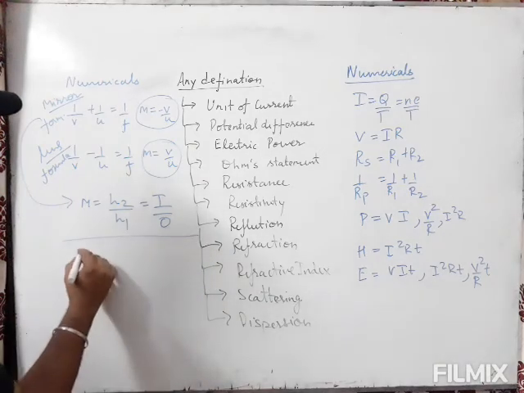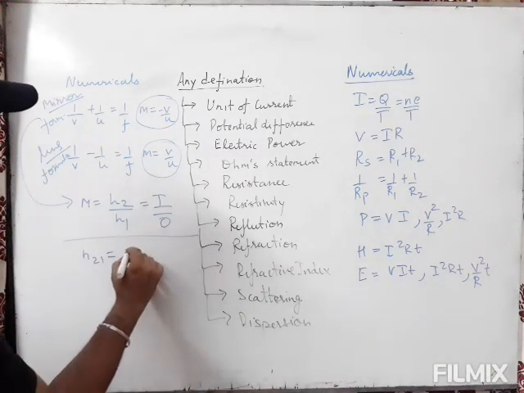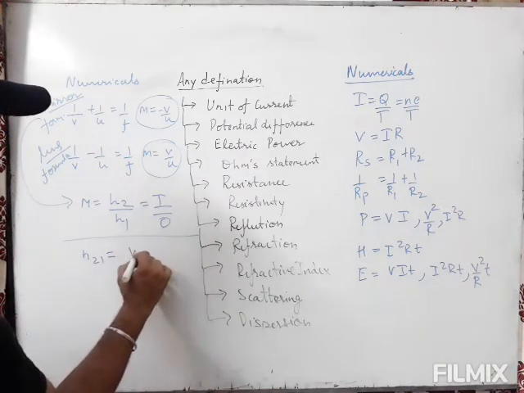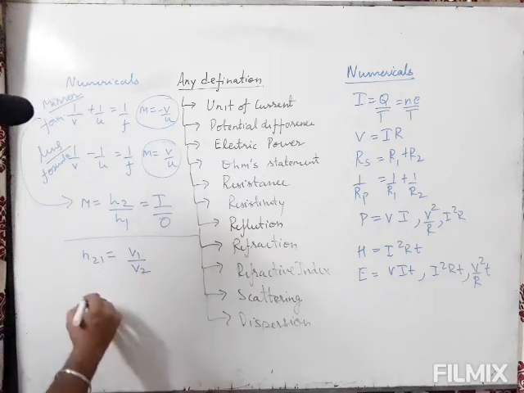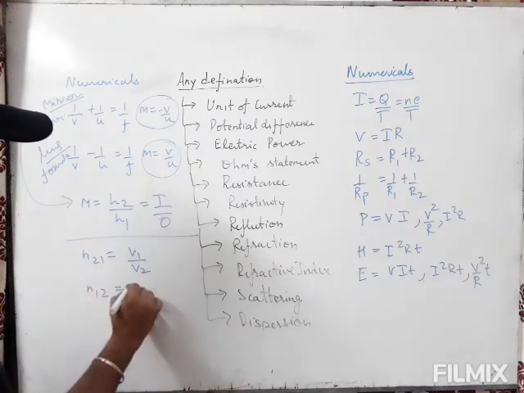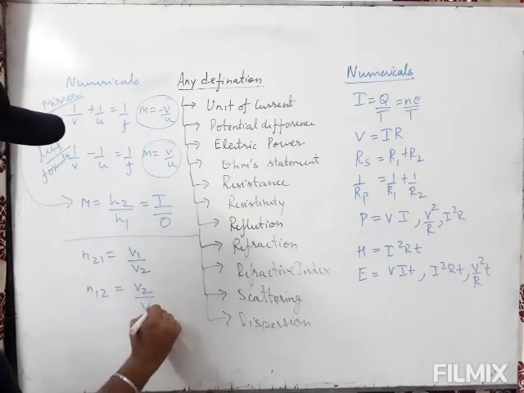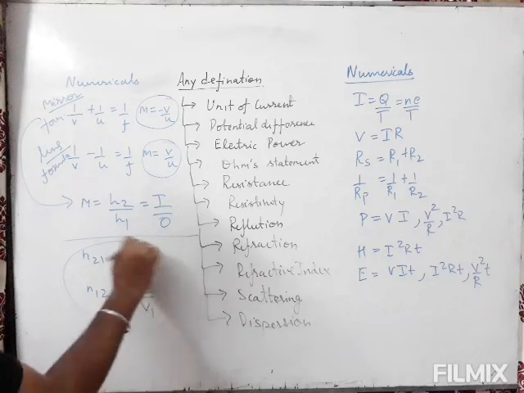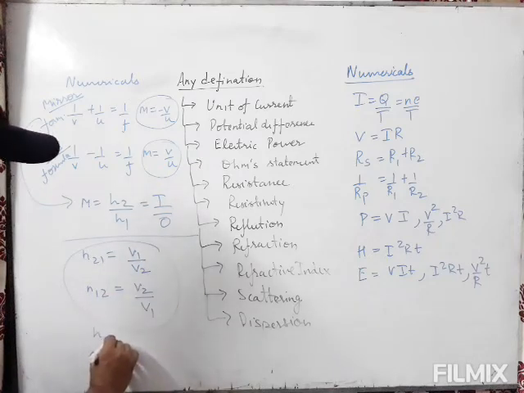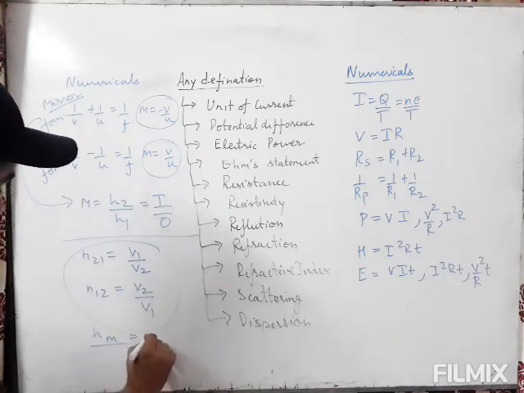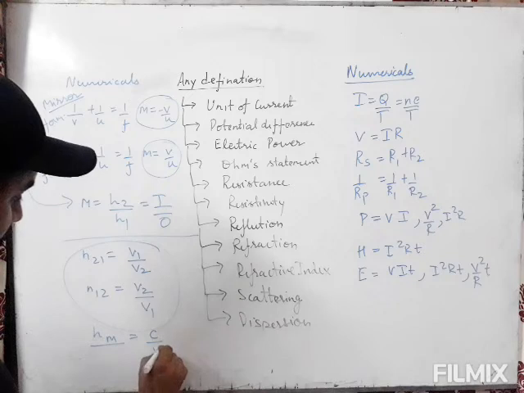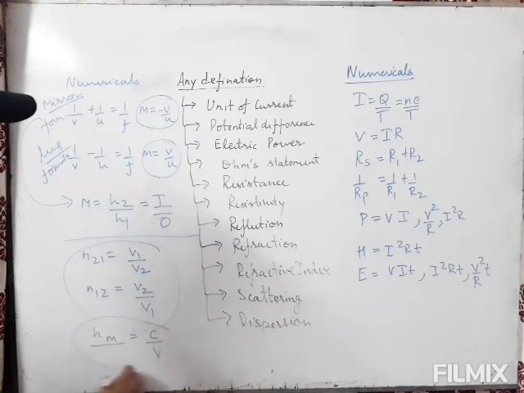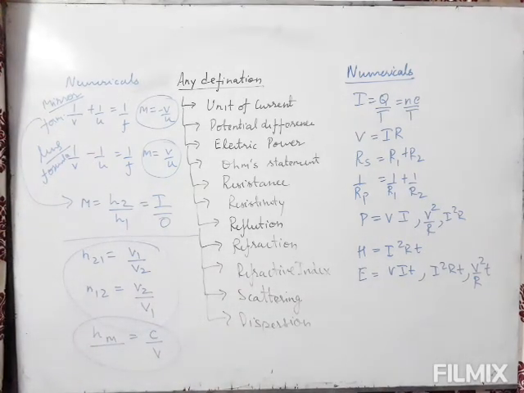There is the refractive index: speed of light in medium 1 to speed of light in medium 2, or speed of light in medium 2 to speed of light in medium 1. Or you can have the absolute refractive index, of a medium when the first medium is air or vacuum, so we take it as C by V. So these are the formulas and definitions you need to remember.